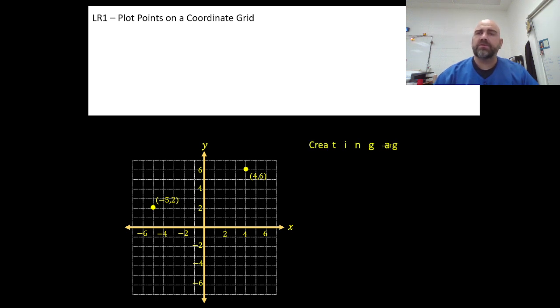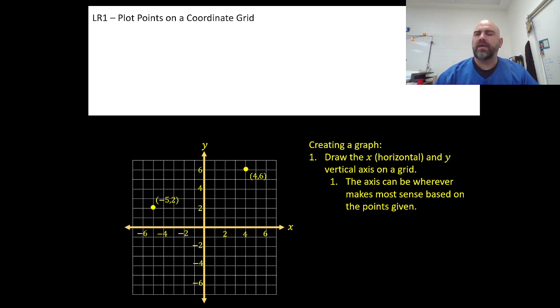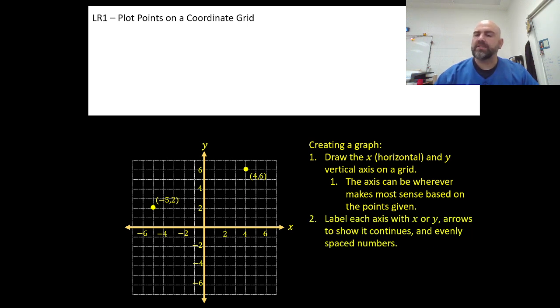So a couple of things to remember when we are creating a graph. Number one, draw the x and the y axis on the grid. The axis can be wherever makes the most sense based on the points given. In this case, I have it in the middle, but we can always put the y on the far end if we want, or on either side, depending on if we have lots of negatives or just positives of a certain variety. Number two, we're going to label each axis with x or y.